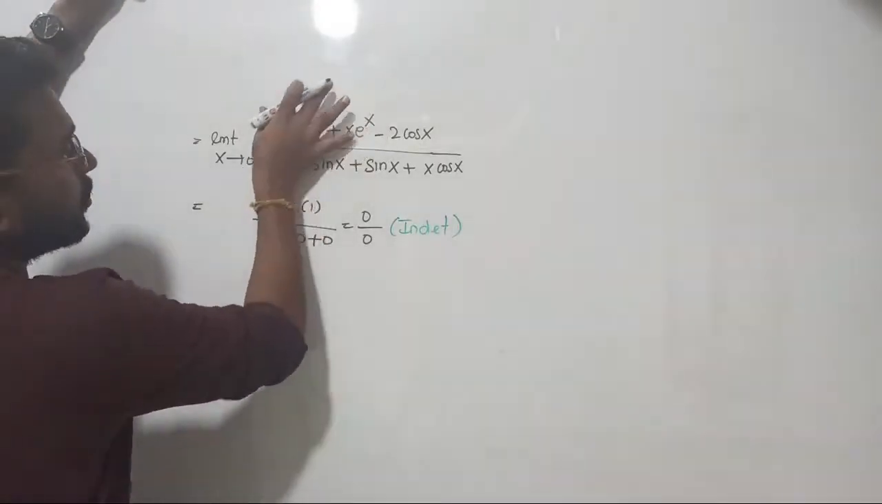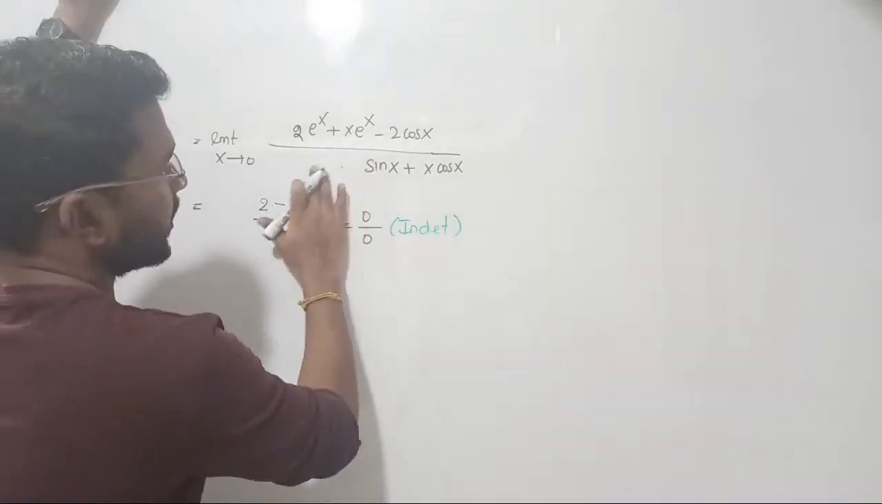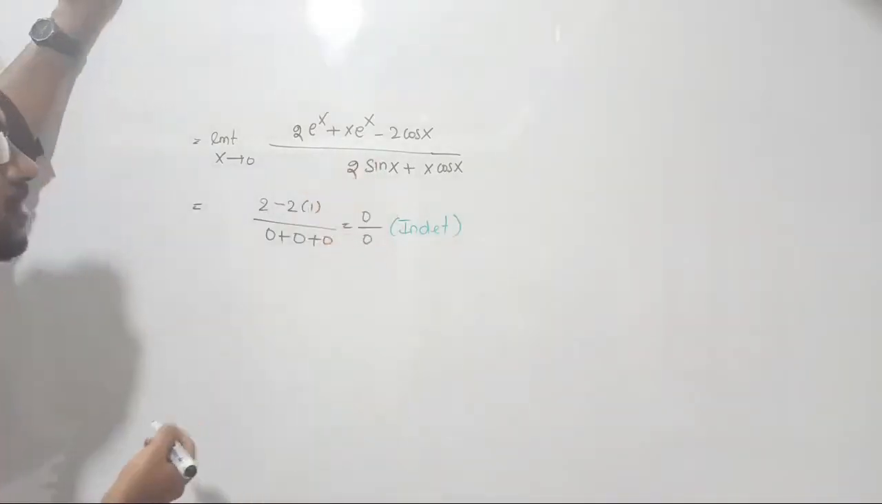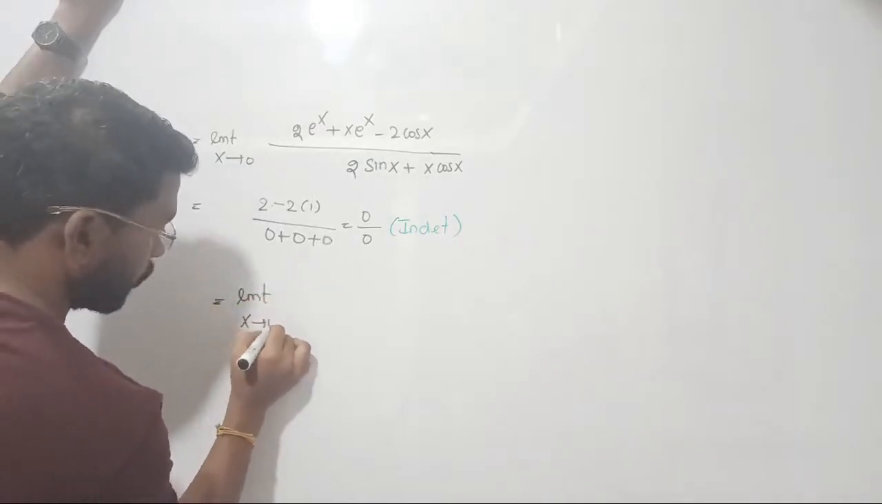See, x into e power x plus e power x becomes twice of e power x, such that sin x plus sin x will become 2 times sin x. Let's start our journey. One time differentiation, one more time differentiation. Limit x is approaching 0.